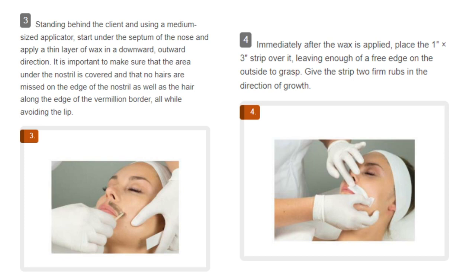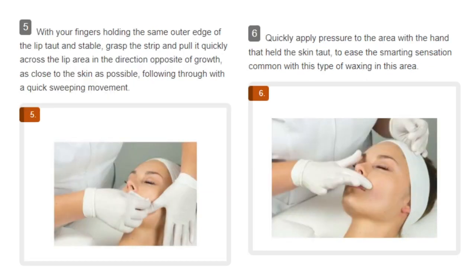Give the strip 2 firm rubs in the direction of growth. 5. With your fingers holding the same outer edge of the lip taut and stable, grasp the strip and pull it quickly across the lip area in the direction opposite of growth, as close to the skin as possible, following through with a quick sweeping movement.